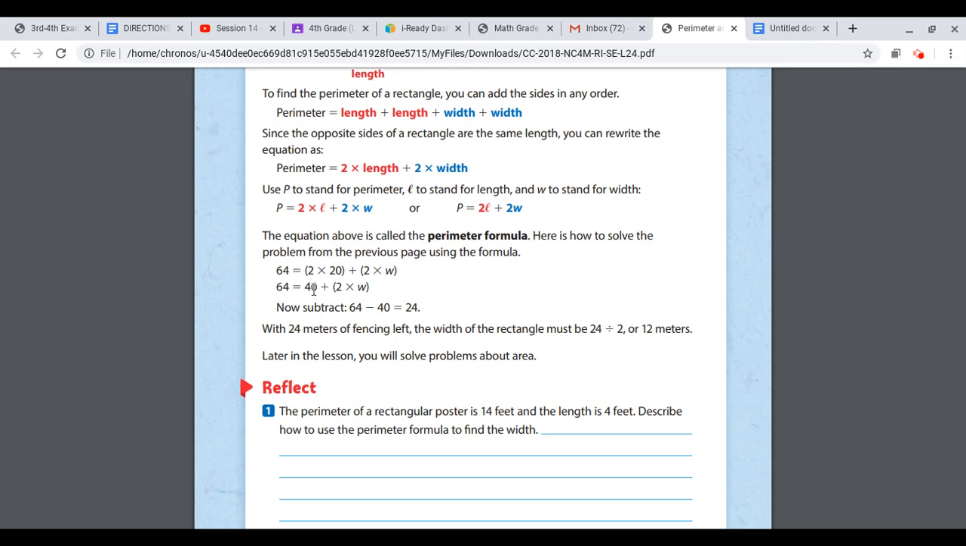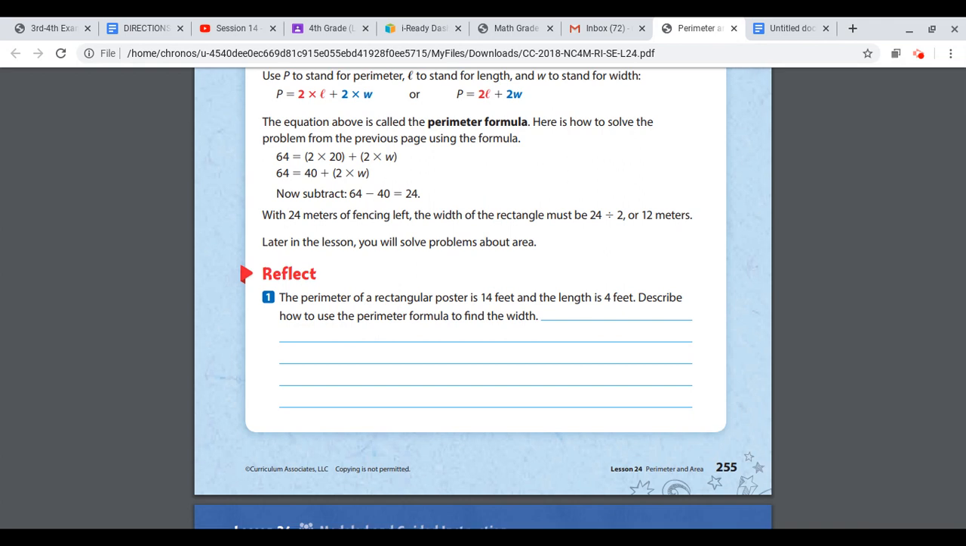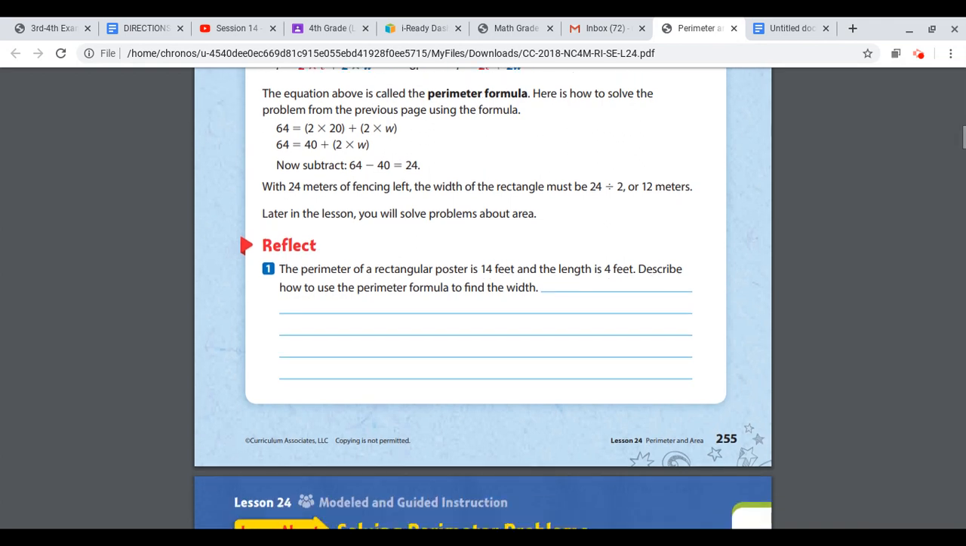64 equals 40. Now this 40 came from 2 times 20, and it changed into a 40, plus still 2 times W. We still don't know this W. Now we have to subtract 64 minus 40 equals 24. With 24 meters of fencing left, the width of the rectangle must be 24 divided by 2, or 12 meters. Later in this lesson, you will solve problems about area.